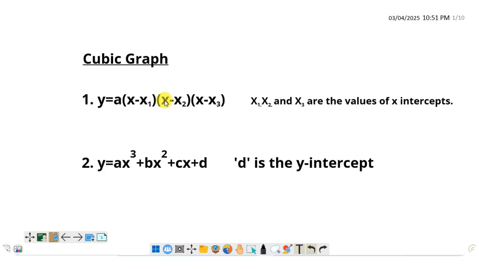The second method is where the equation is written in the form y equals ax cubed plus bx squared plus cx plus d, where d is the y-intercept, because when x is 0, y becomes d.